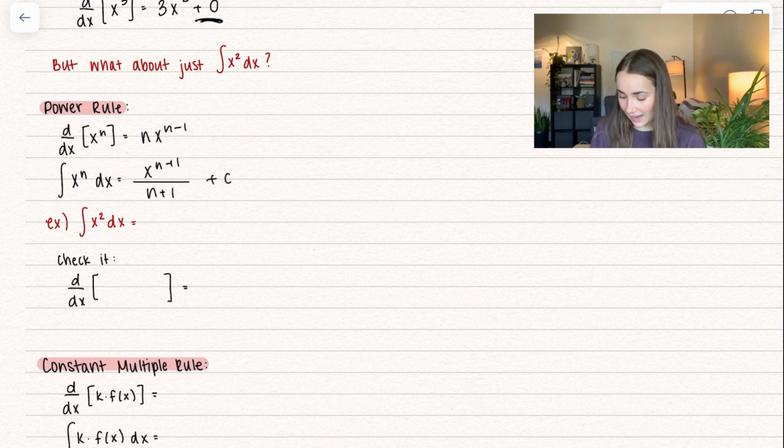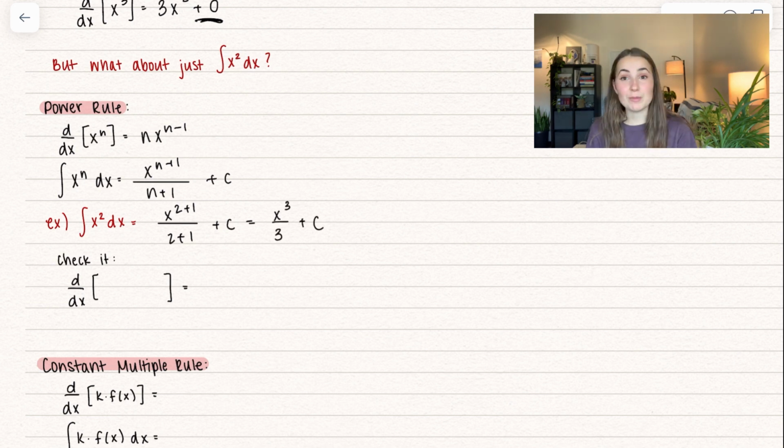So let's go ahead and see this in action. Here we have the integral of x squared dx. So we want to add 1 to our exponent and divide by that new exponent. Of course, you don't need to write 2 plus 1. You could just immediately go to this step where we write x cubed divided by 3 plus c. And that would be our solution.